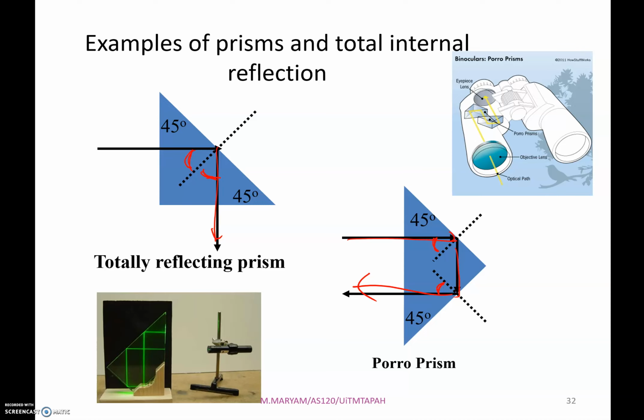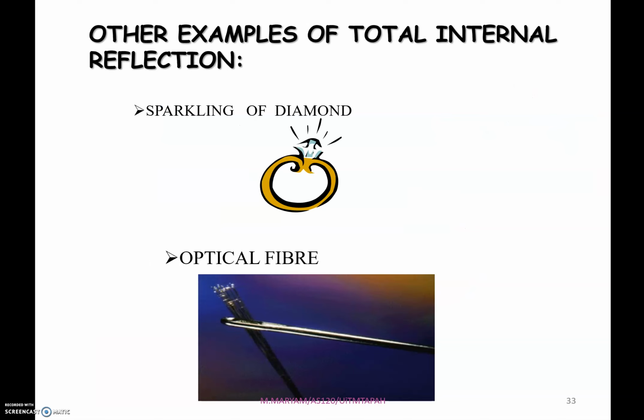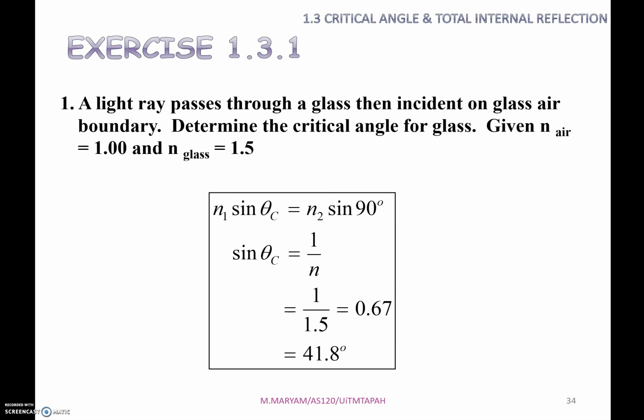There are plenty. For example, a telescope, a binocular, and so on. So what you can do is go and find another example of total internal reflection from the internet. We can go through YouTube and try to understand how it works. Other examples are the sparkling of a diamond, as well as optical fiber, and so on.